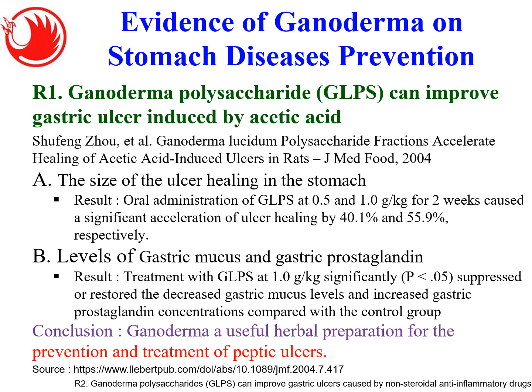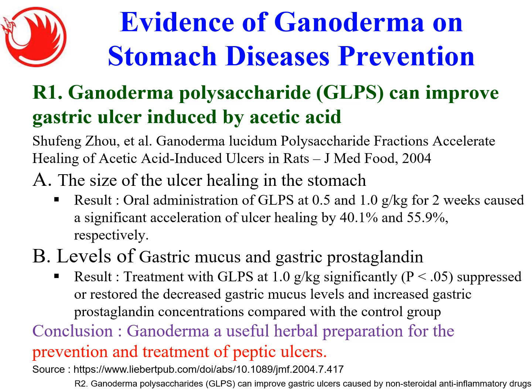In terms of the so-called protection level, the study actually showed that Ganoderma can be a useful herbal preparation for the prevention and treatment of peptic ulcer. So in summary, the higher the dosage, the better the result, and it is effective for ulcer treatment.